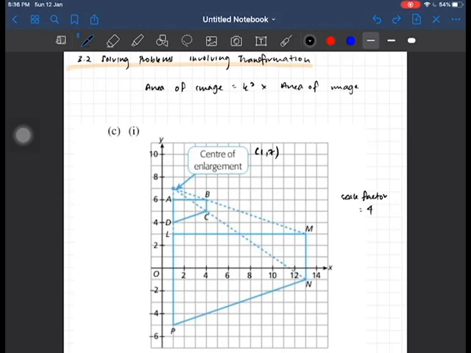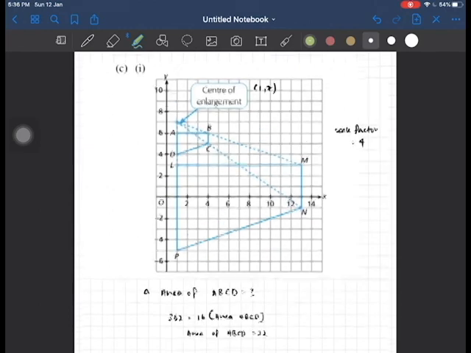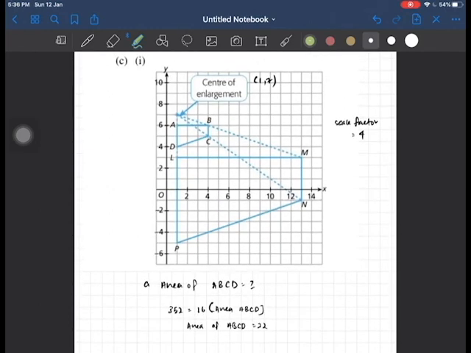So next subtopic, solving problems involving transformation, which is pretty much enlargement. For enlargement, there is a formula which is area of image equals to k squared times area of the object. Please remember the k squared, the square, because a lot of people might forget that. Let's take this as an example. The center of enlargement is 1, 7, and the scale factor is 4. How do I determine the scale factor?